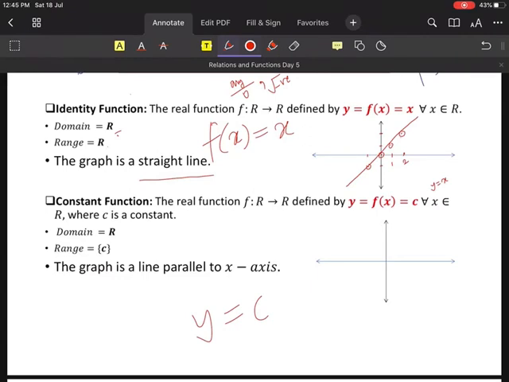Can anybody tell me a constant? Give me an example of a constant. Let's see. Who can give me an example of a constant?